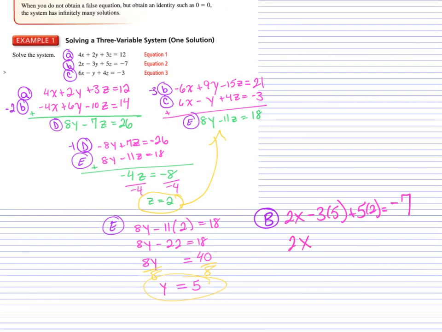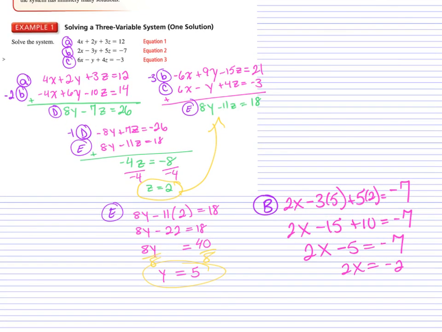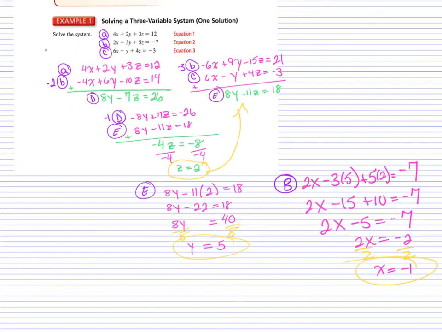So 2x minus 15 plus 10 equals negative 7. Add like terms. So 2x minus 5 is equal to negative 7. Add 5 to both sides. 2x is equal to negative 2. And then divide both sides by 2. And we get x equals negative 1. There's my third answer. So your final answer, let me zoom out a little bit so you can see everything. Your final answer will be, x is first, so it's -1, and then y is 5, and then z, which is 2.